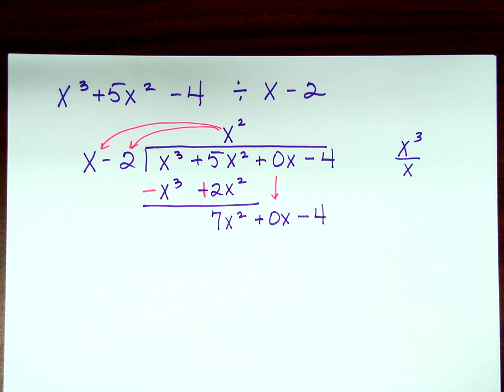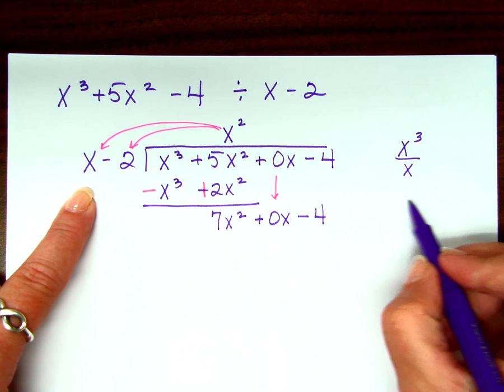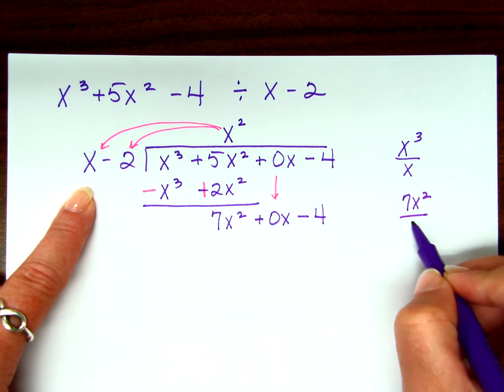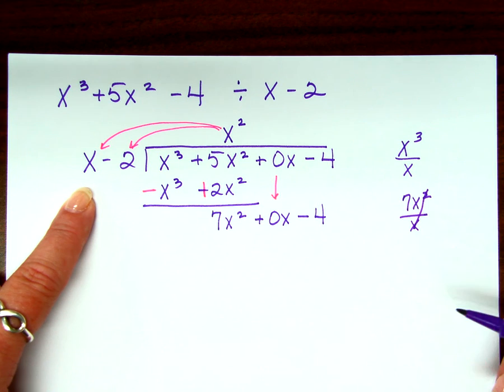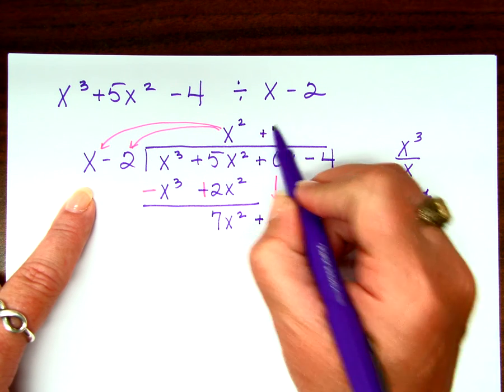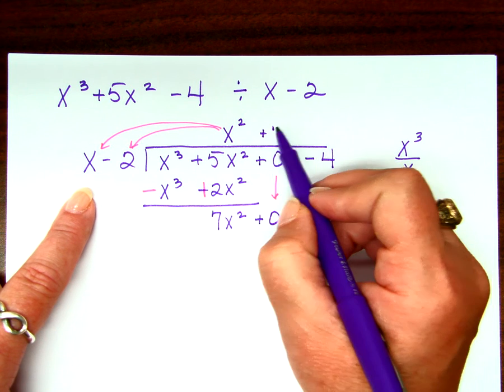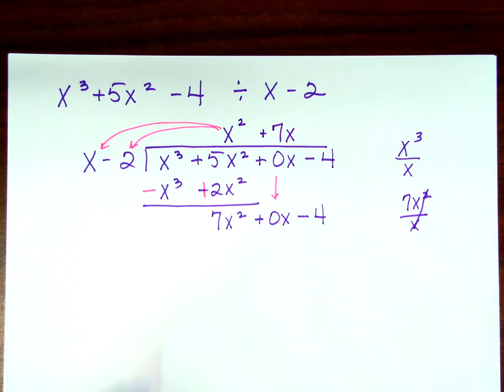Start over, right? 7x squared divided by x is just 7x. Where does it go? Oh, see, if we wouldn't have had that, where would we put our 7x? And that would be bad, right?